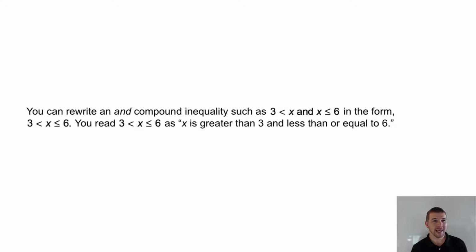You can rewrite an "and" compound inequality, such as 3 < x and x ≤ 6, in the form, arguably the simpler form, 3 < x ≤ 6. You read that inequality as x is greater than 3 and less than or equal to 6. Or you could read it the way I just read it: 3 is less than x, which is less than or equal to 6.